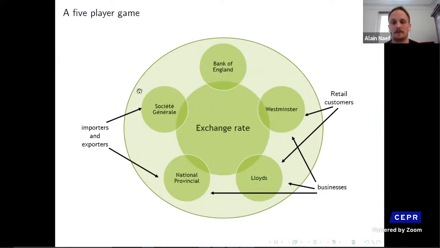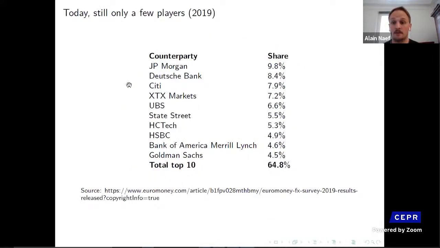And if you look at today, this is a share of the biggest dealers in foreign exchange. And you can see that roughly 64% of all foreign exchange is done by only 10 different banks, right? So that means the foreign exchange market is still a very concentrated market. And that's why it's sometimes not surprising when you see things like the LIBOR scandal, because it's a very concentrated industry, I guess.